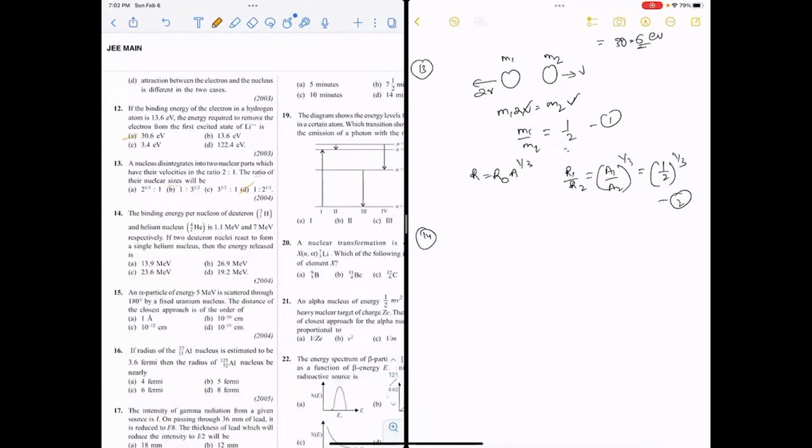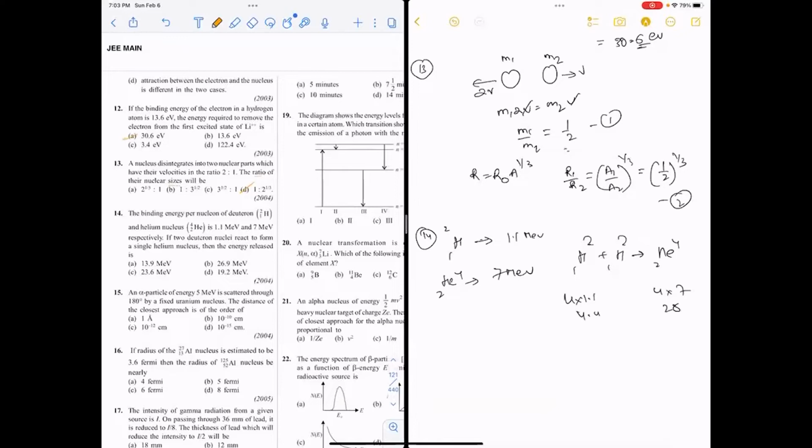The binding energy per nucleon of deuterium, H12, and helium. H12 is how much? 2 is here. Can even write this side also. That's fine actually. So H12 is 1.1 MeV and helium-24 is 7 MeV. If 2 deuterium nuclei react to form a single helium nucleus, so H12 plus H12 gives He24. Then the energy released is, so you have to find the total energy per nucleons, right? So you have 2 and 2, so total 4. 4 into 1.1 this side, 4 into 7 this side, 4.4, 28.